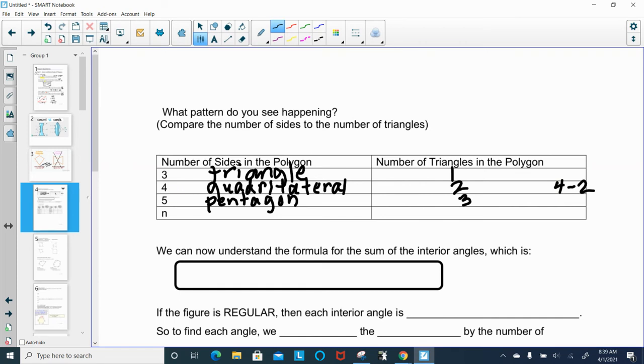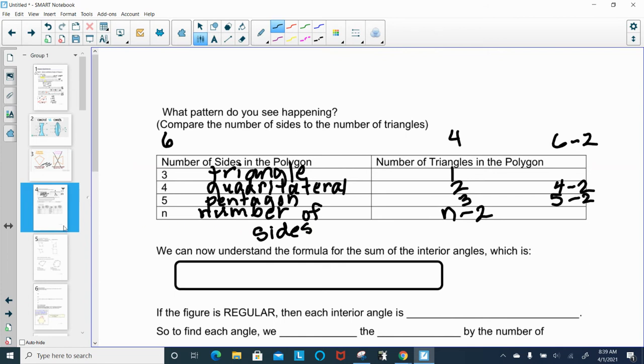is 2 triangles. Here I have 5 sides. 5 minus 2 is 3 triangles. Or if I had 6, let's say I had 6, then I would have 6 minus 2, and I would have 4 triangles. So for any number of sides, n, I'm going to have n minus 2 triangles. It doesn't matter what n is. It works for any number of sides. And this n means the number of sides in the polygon.